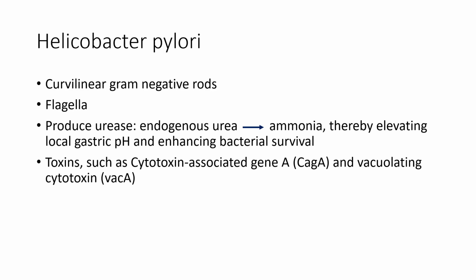So a few words about H. pylori. They are curvilinear gram-negative rods. They have flagella, which allow the bacteria to be motile in viscous mucus. They produce urease, which converts endogenous urea to ammonia and bicarbonate, thereby elevating the local gastric pH and enhancing bacterial survival. The H. pylori surrounds itself with a bicarbonate cloud to counter gastric acidity. They can produce toxins, and virulence is strain dependent. Bacteria, for example, with the cytotoxin-associated gene A cause more damage than bacteria that do not have this gene.